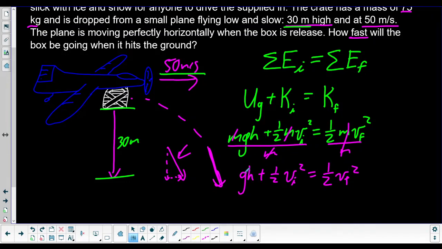So g, of course, is 10. At this point, you realize we're not doing physics. We're only doing math. So if you're freaking out, Mr. Barton, this is hard. Math is hard. Physics is not so bad, though. The physics ended on that line. All right. The height, we're 30 meters high, plus 1/2 times velocity squared. Initially, we're going 50 meters per second, equals 1/2 v final squared.